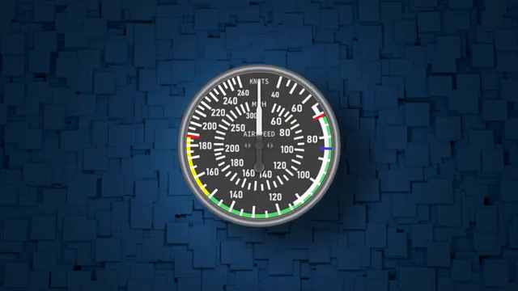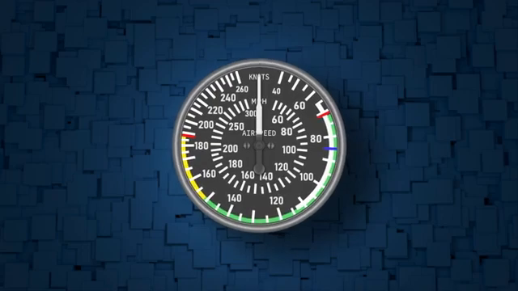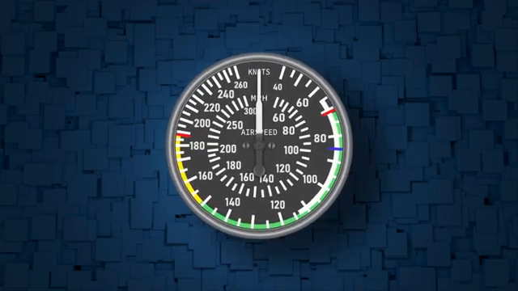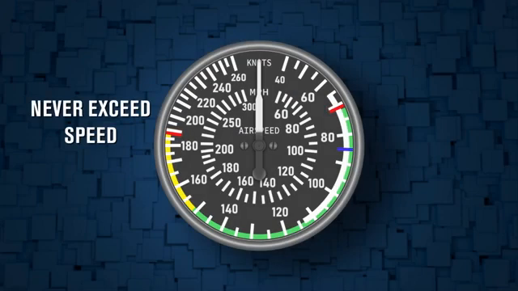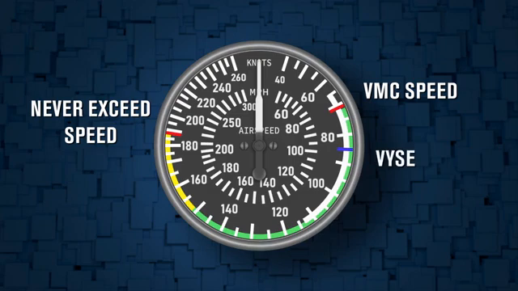The airspeed instruments on most multi-engine airplanes have markings that aren't on single-engine airplanes to indicate some of these important speeds. There are two red radial bands. One is the never exceed speed, and the other is the published VMC speed. There is also a blue radial band, which indicates VYSE.